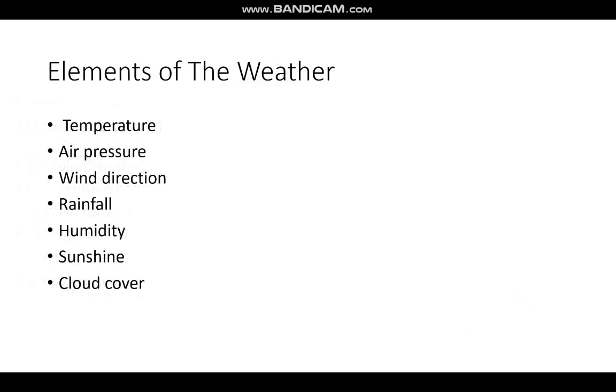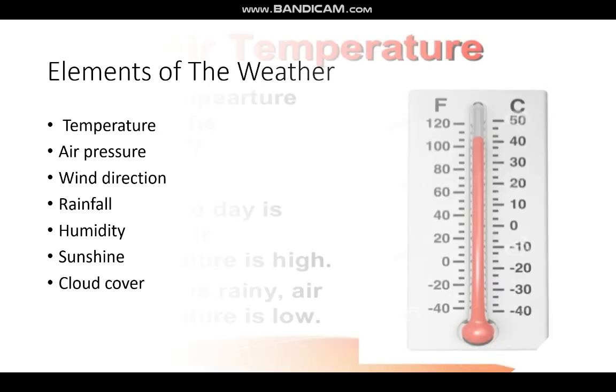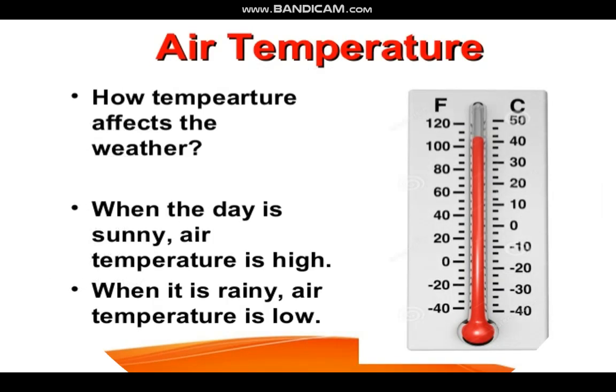Okay, let's recall the previous one, the elements of weather. The elements of weather are temperature, air pressure, wind, rainfall, humidity, sunshine, and cloud cover. But in this lesson, we only discuss temperature, air pressure, wind direction and rainfall. Okay, let's start with the temperature.